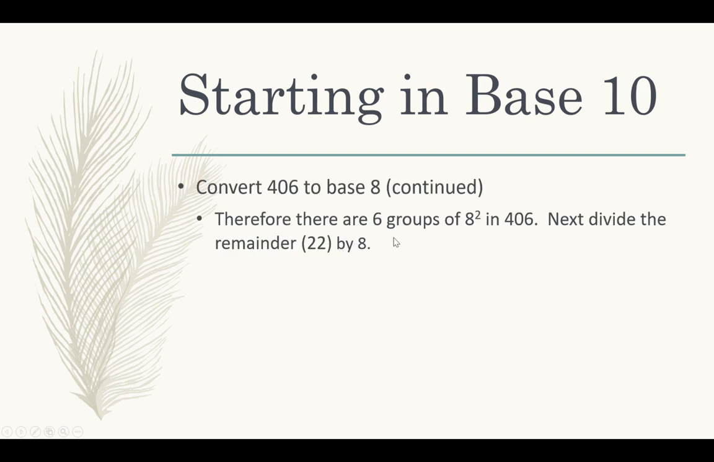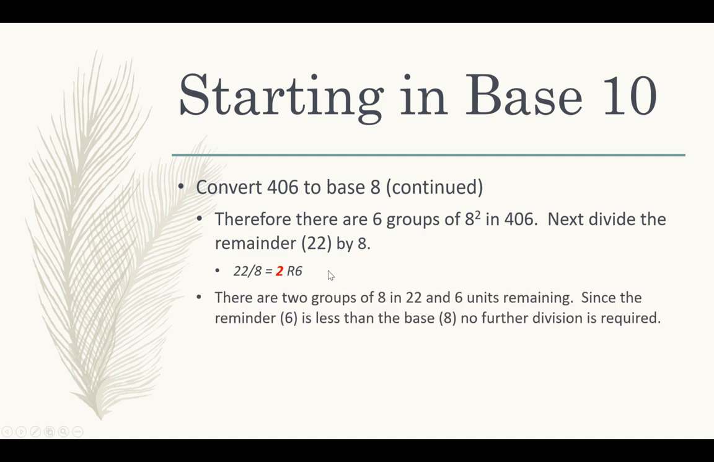Our remainder of 22, we're going to divide that by 8, because that's our next number down. Well, 22 divided by 8 is 2, with a remainder of 6. So that's our second digit. There are two groups of 8 and 6 units remaining. Since the remainder is less than the base, no further division is required. Since we have remainder 6, and 6 is smaller than 8, we don't have to do any more division. Now we just have that 6 left over. So 6 is our final digit.